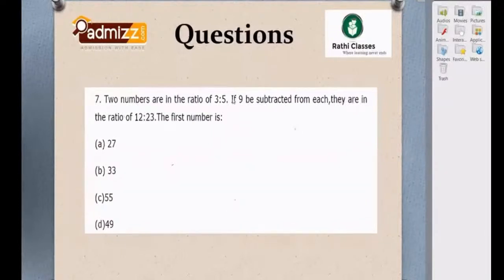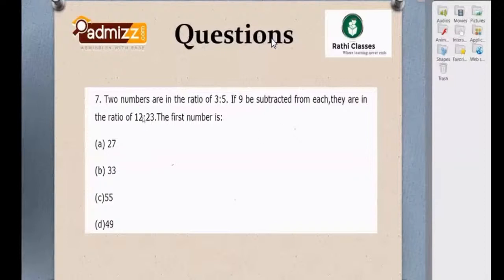Moving on to the next question. Two numbers are in the ratio 3:5. If 9 is subtracted from each, they are in the ratio 12:23. Find the first number. Again, the weak point is that the number should be a multiple of 3. Why? Because the numbers are in the ratio 3:5, so the first number is a multiple of 3. So in the options, C and D we can eliminate very easily.